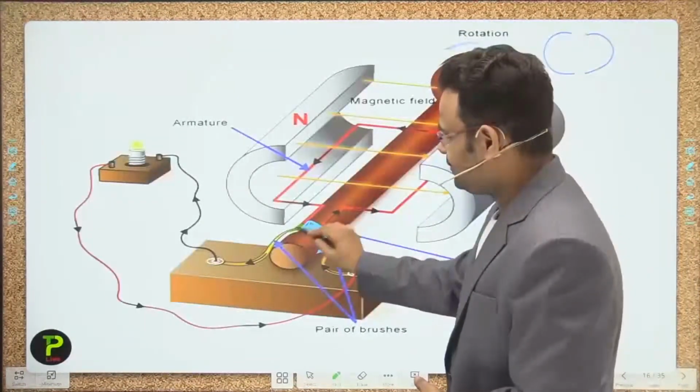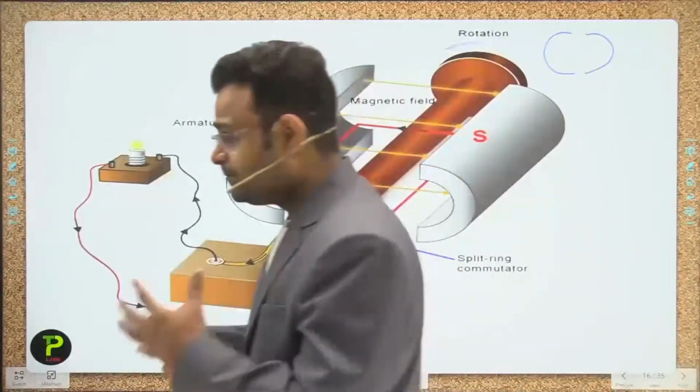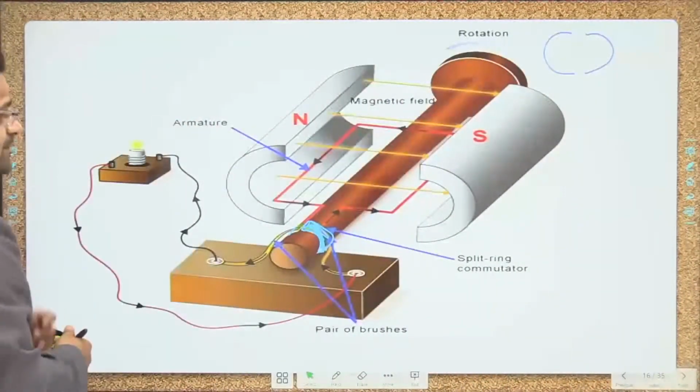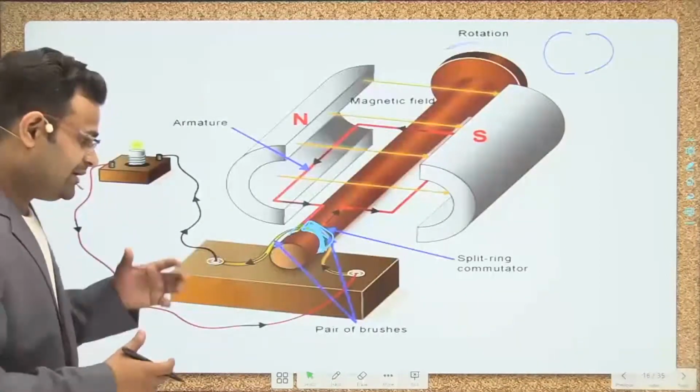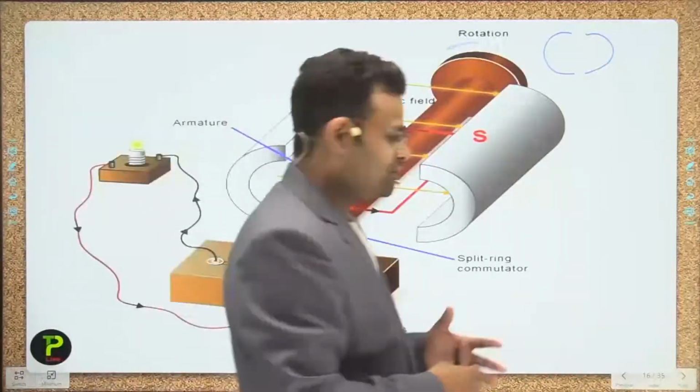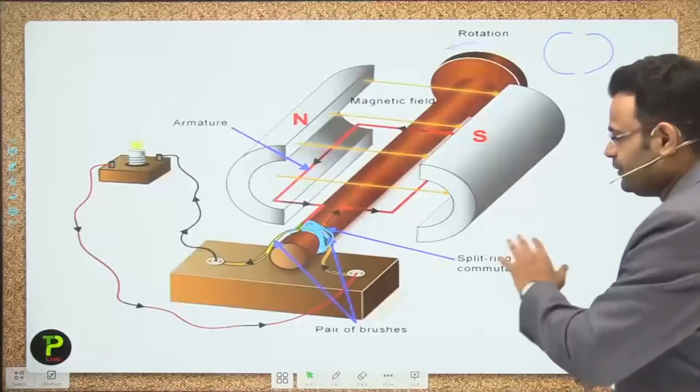Okay guys, that is a commutator. That is the basic and most important difference between the AC generator and the DC generator. We will talk about that also in the working, how it will work.